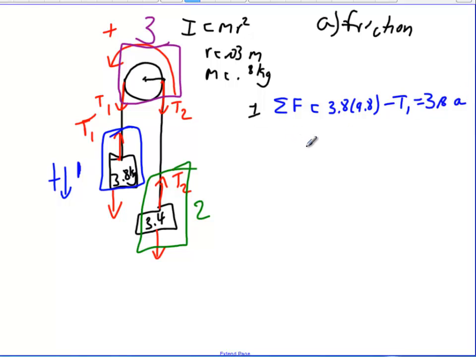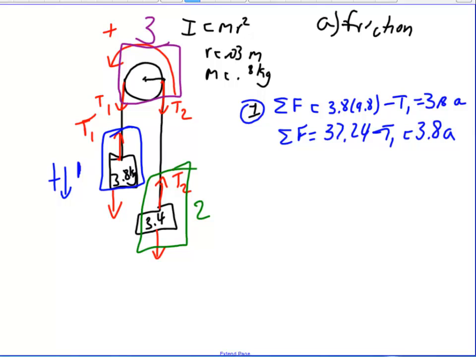Okay, and we can do a little bit of simplifying on that, but not a whole heck of a lot. We don't know T1, we don't know A. All I can do is multiply the 3.8 and the 9.8. And if I do that, we see 37.24. So I can say the net force over here is 37.24 minus T1 equals 3.8 A. Okay, that's all I've got for number 1. So I have T1, which is an unknown, and I have A, which is an unknown. So I have 2 unknowns, so I definitely need another equation.